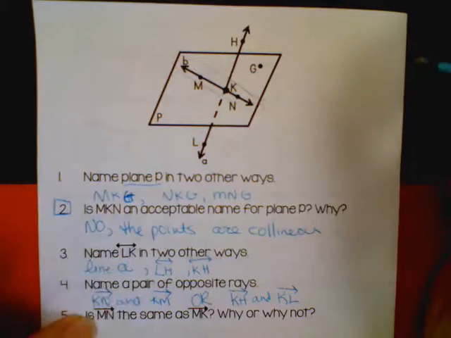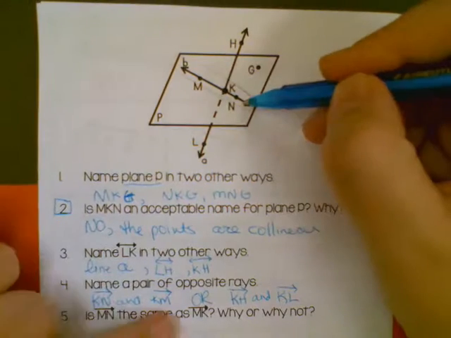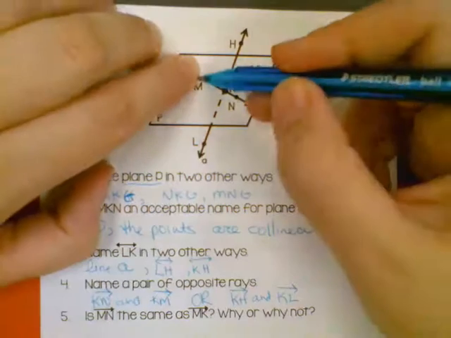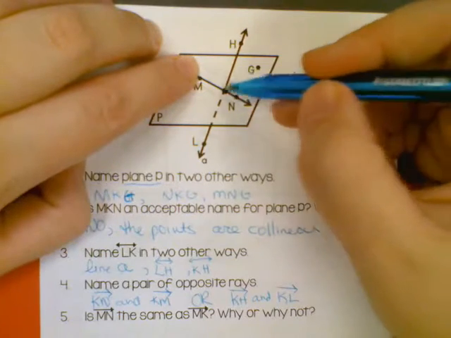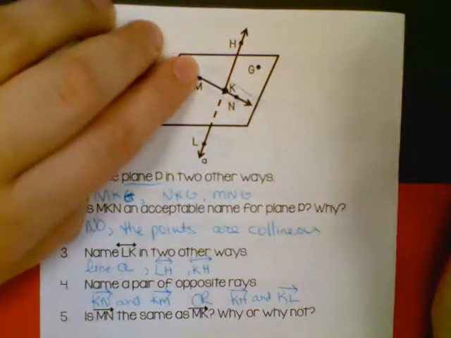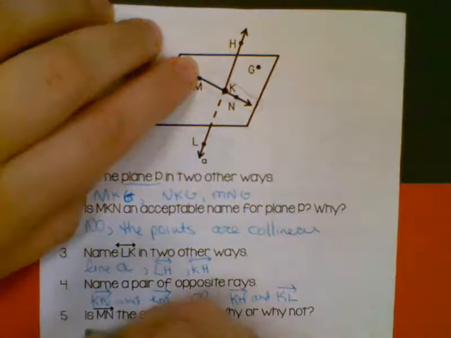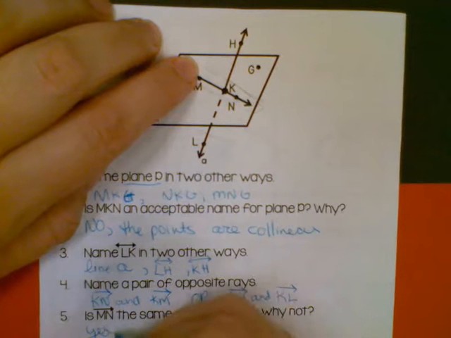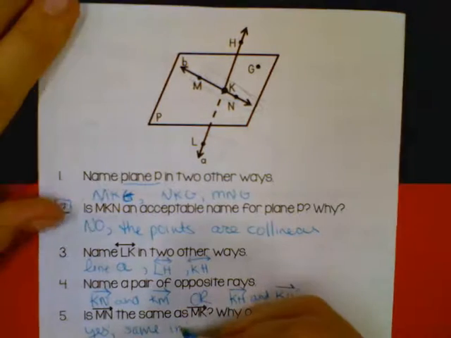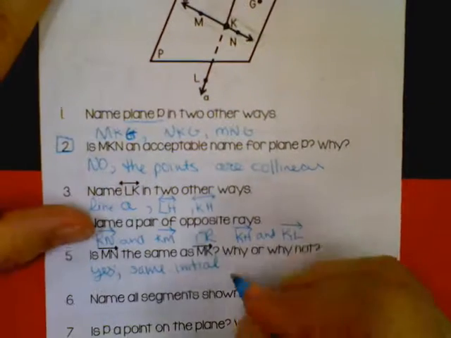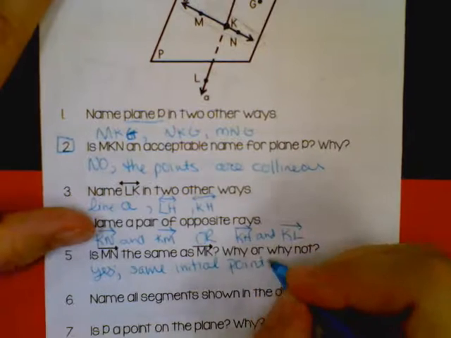So is ray MN the same as ray MK? So MN, same as MK. Very good. They are the same, and that is because they have the same initial point and the same direction.